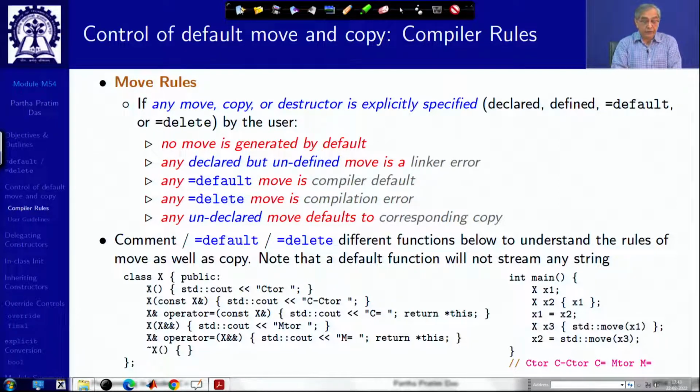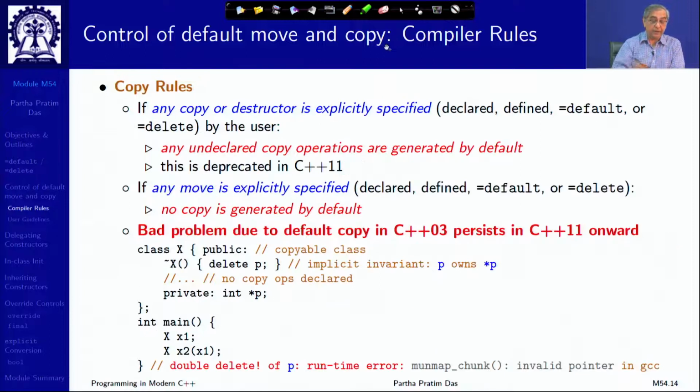If it is declared but undefined, it is a linker error. If it is defaulted, then the move is a compiler default. If it is deleted, then it's a compilation error. If it's undeclared, then it defaults to the corresponding copy operation. If you have not said anything about the move, it will take the corresponding copy operation. Here is an example which you can study for yourself.